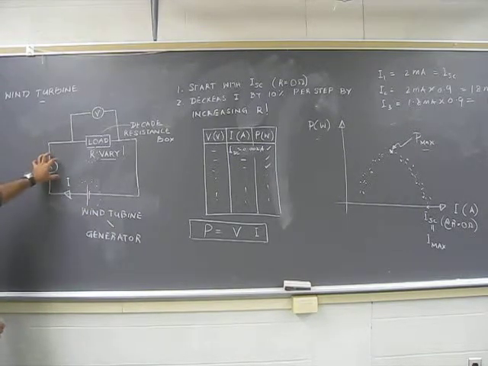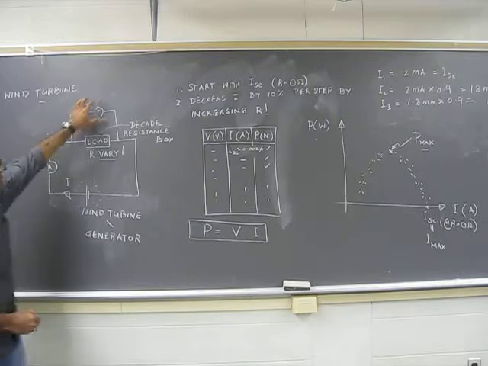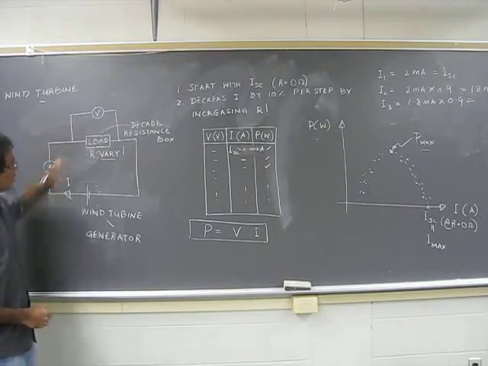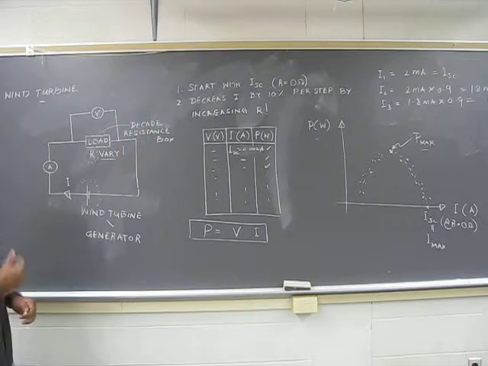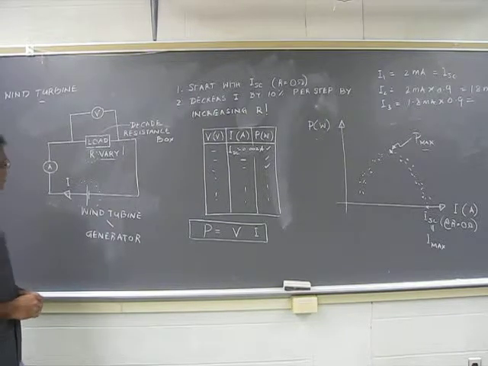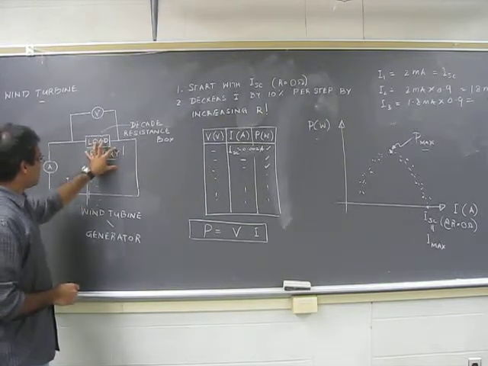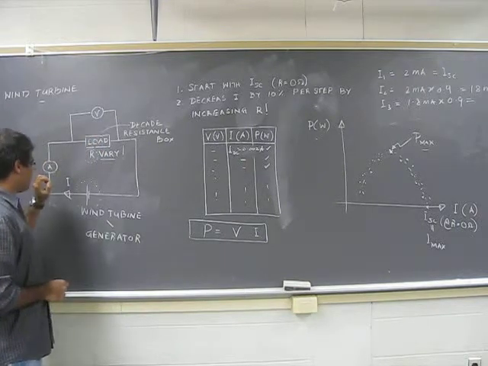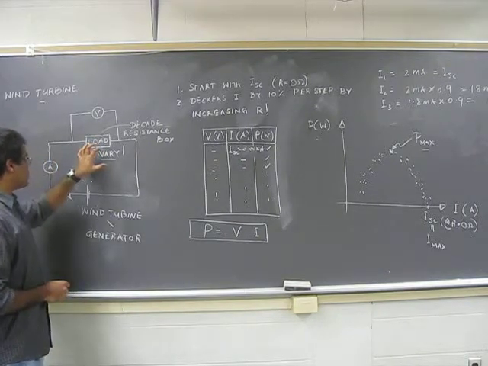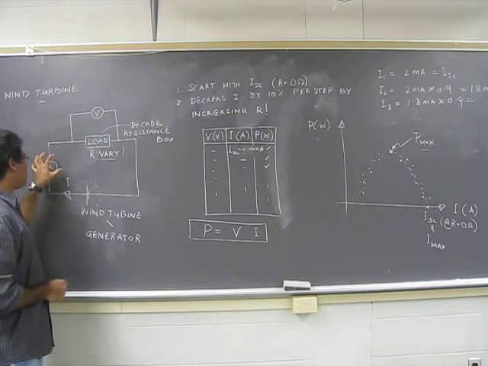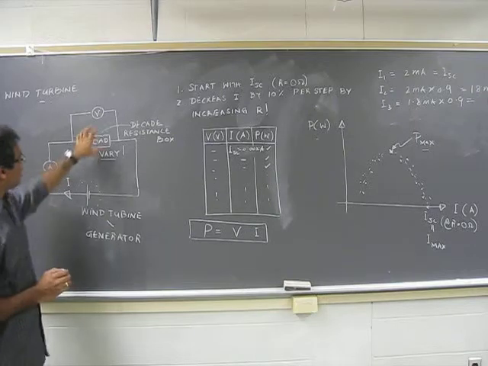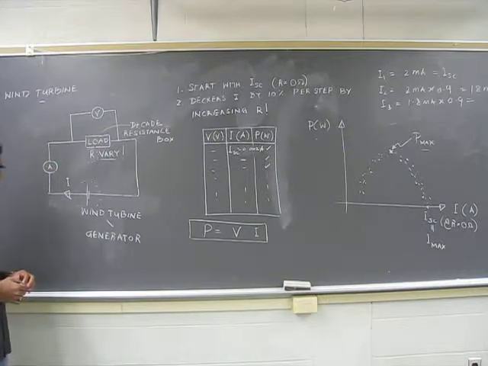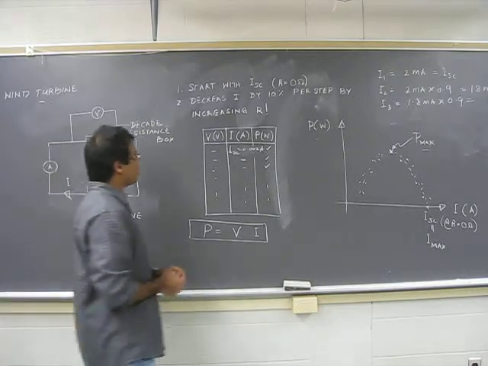We have an ammeter attached here and a voltmeter attached here. We have a load, which is our decade resistance box. We can change the resistance in 1 ohm intervals. What we are going to do is change the resistance and measure the current, because we want particular sets of currents for this experiment. So we will find the maximum power output of this wind generator.